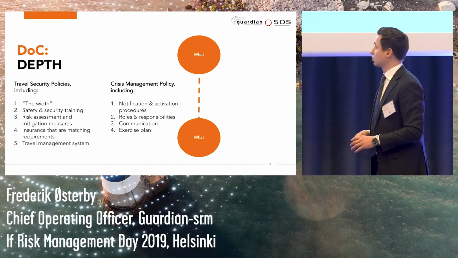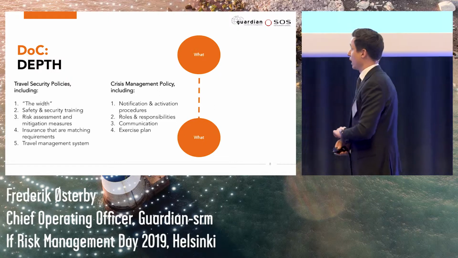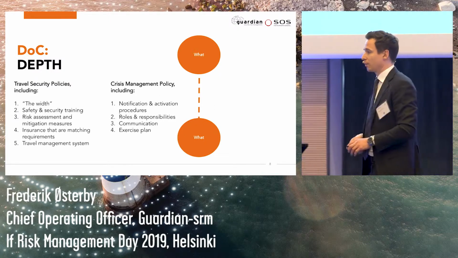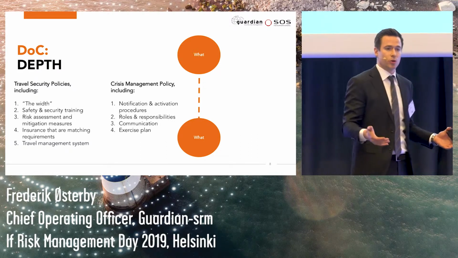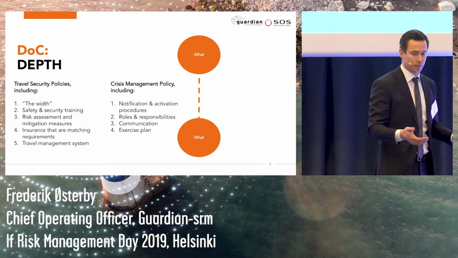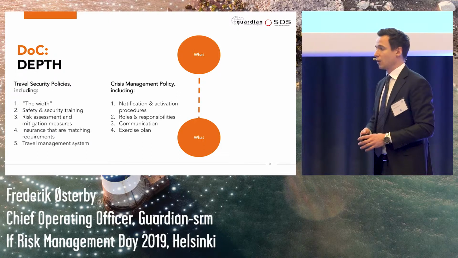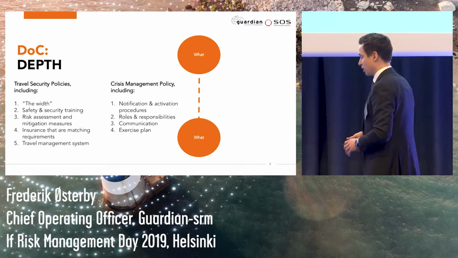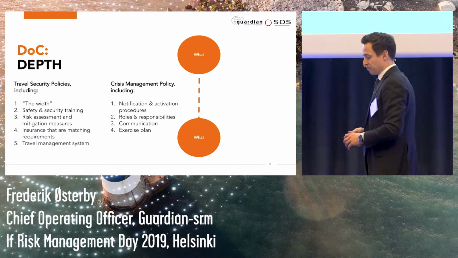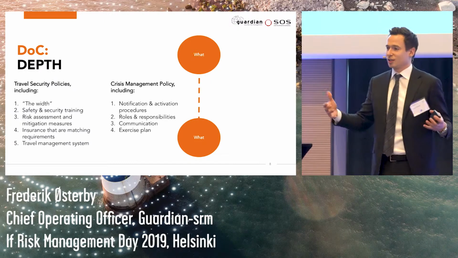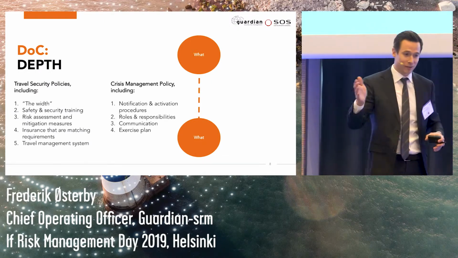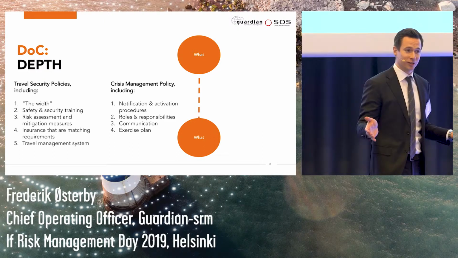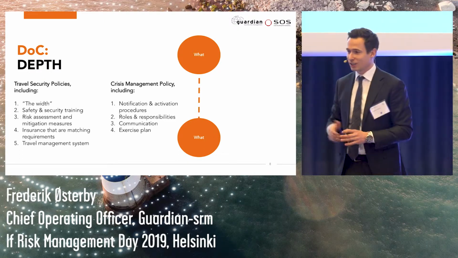And then of course you need some insurance that is matching the requirements. So if you're going places where there are kidnappings taking place, well then you of course need a KNR insurance, kidnap and ransom insurance. If you are going places where there is civil war, then you need an insurance that covers that, because the world travel insurance, correct me if I'm wrong, doesn't cover the world. There are some countries that aren't included in that.